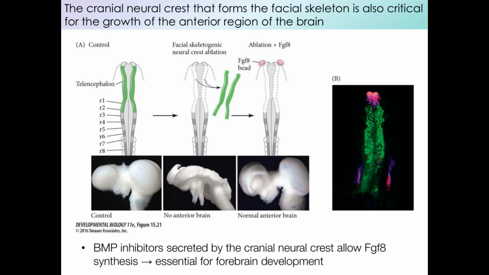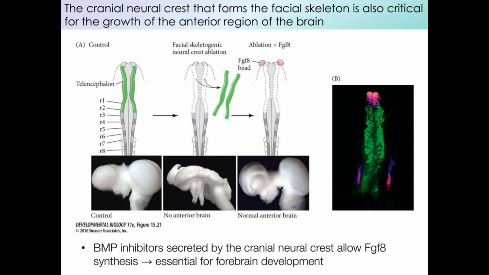In the chick embryo, it has been shown that when the cranial neural crest cells are removed, the anterior portion of the brain, particularly the telencephalon, does not form properly. This can be rescued by adding beads that secrete FGF8 at the region of the anterior neuropore. The neural crest cells actually don't secrete FGF8, so their role is indirect. They secrete inhibitors of BMPs, and that allows the neural ridge, or the anterior neural pore, to secrete FGF8, which is needed for the brain to grow.